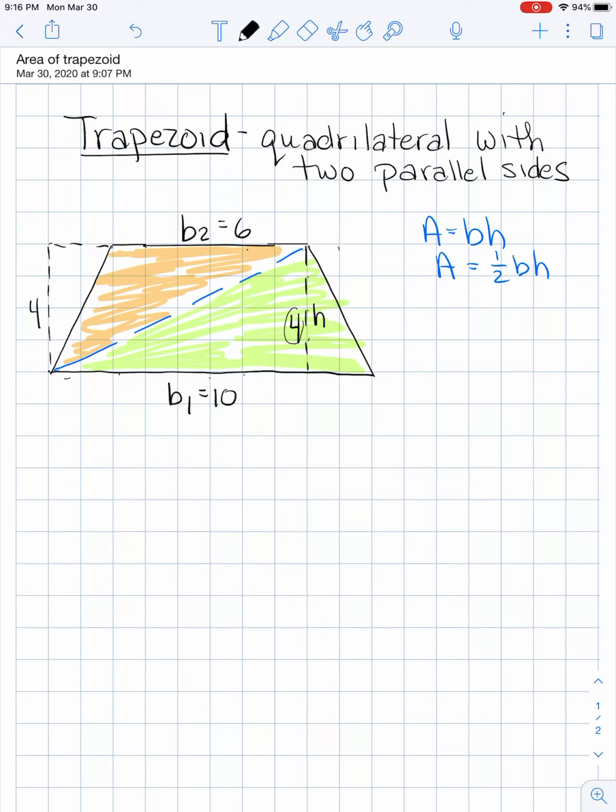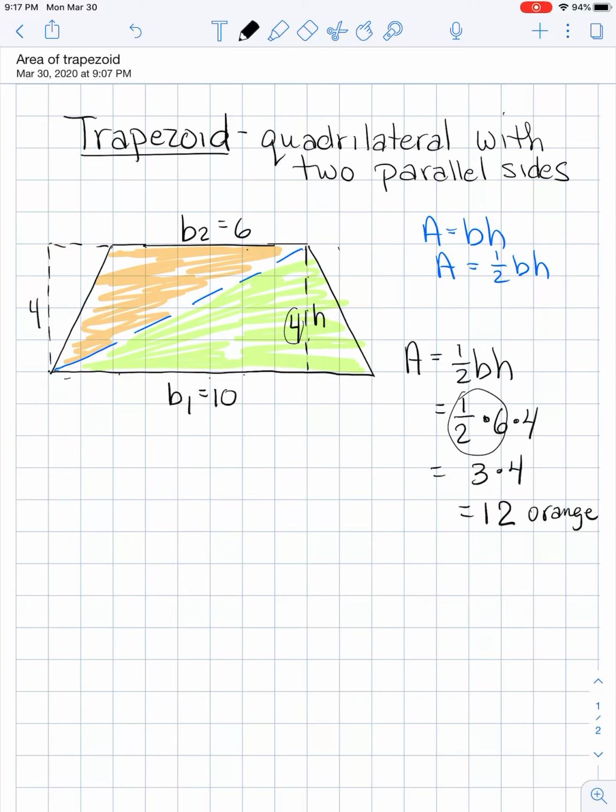So if I did for the orange one, area equals 1/2 base times height. And I substitute in, I have for the orange one, 1/2 times the base, which is 6, times the height, which is 4. Okay, and that's going to equal 3 times 4, which equals 12. Okay, so this is the orange one.